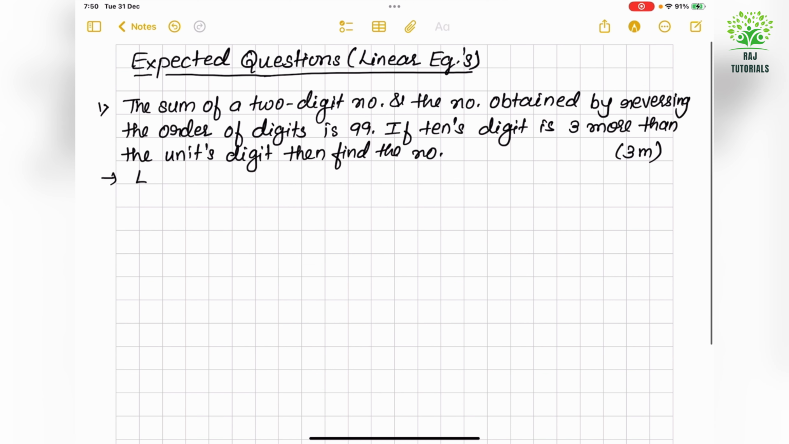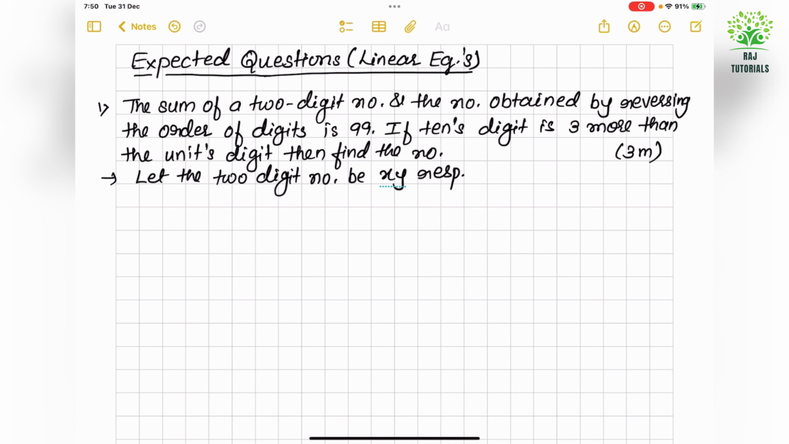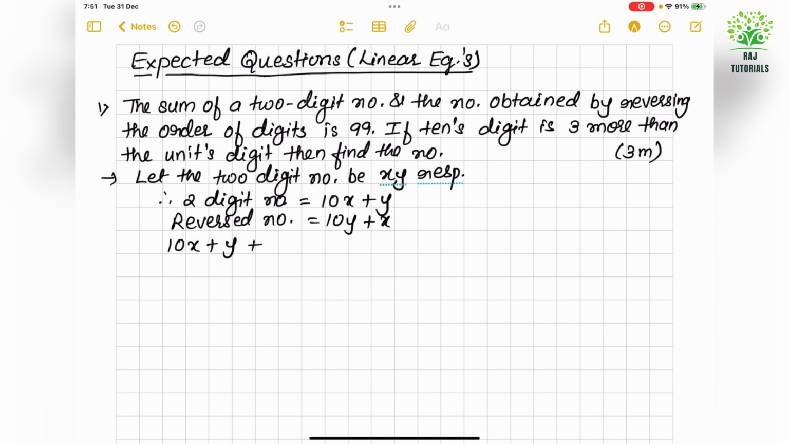So first of all, let the two-digit number be xy respectively. So the two-digit number will be 10x plus y and the reversed number is 10y plus x. He is saying that the sum of both the reversed and the original number is 99.